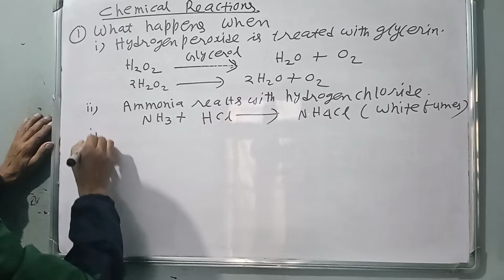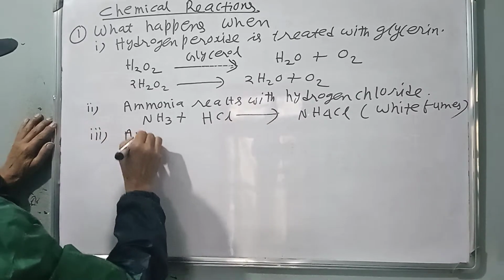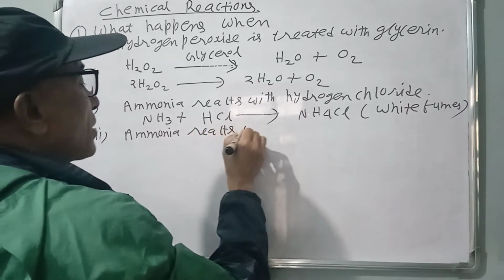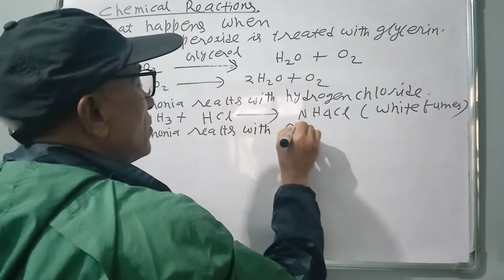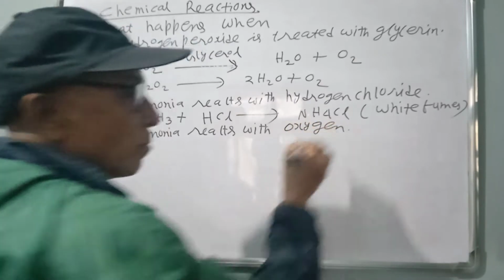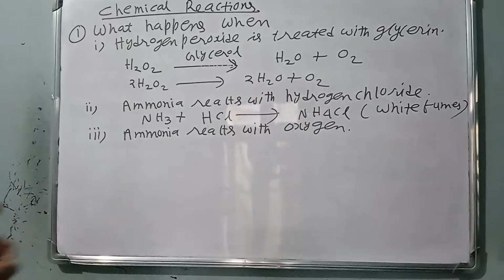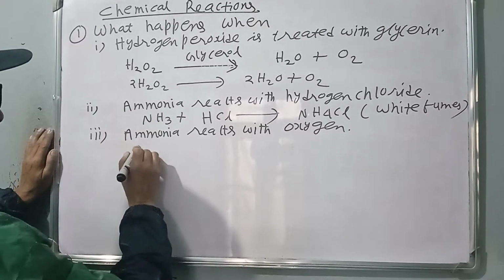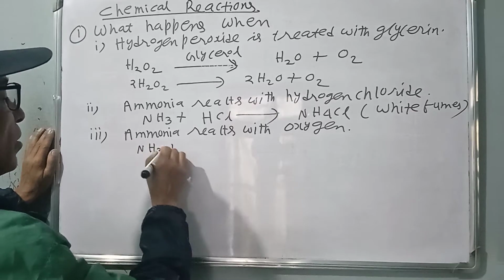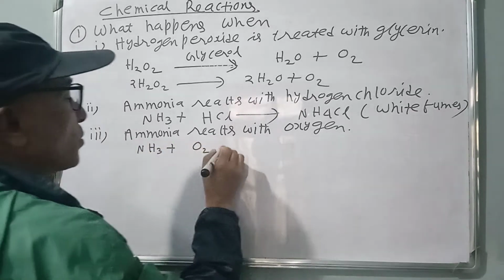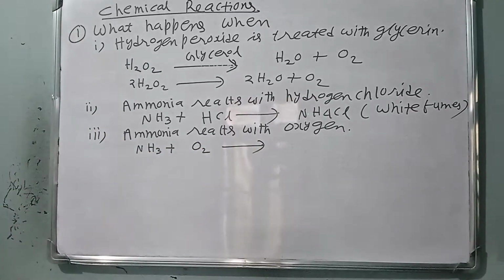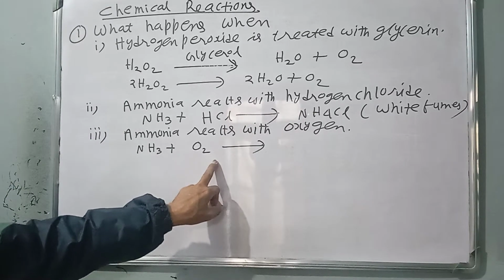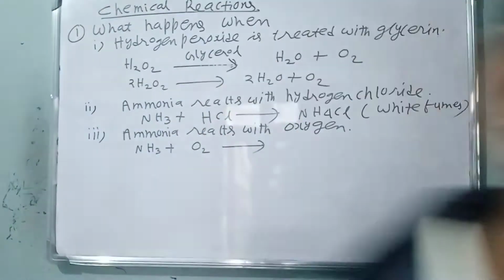Another is when ammonia reacts with oxygen. What happens? Ammonia gas and oxygen gas, two gases are allowed to react. See, ammonia gas NH3 plus oxygen O2. Then what is formed? Water. Hydrogen and oxygen are formed, so from hydrogen and oxygen, water.